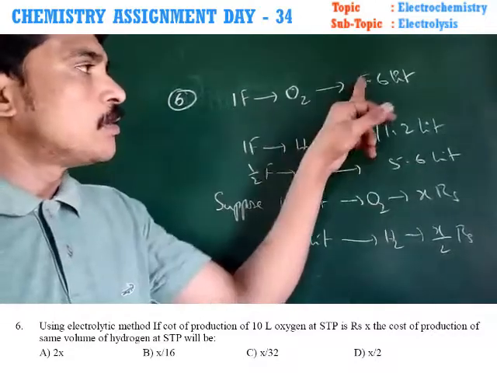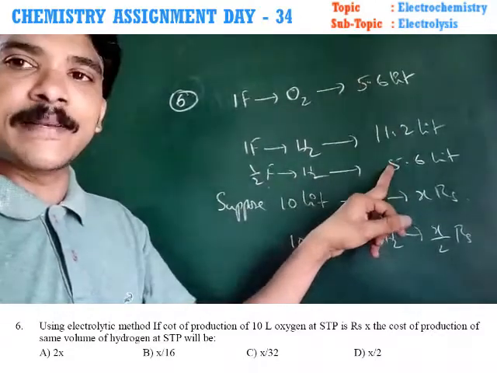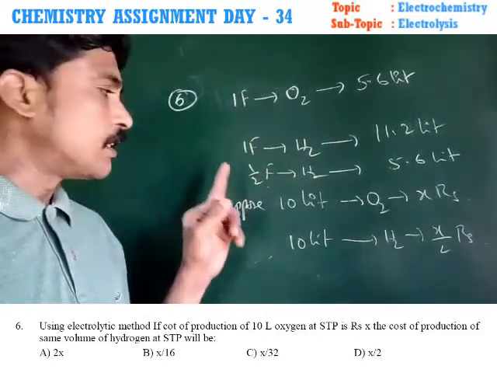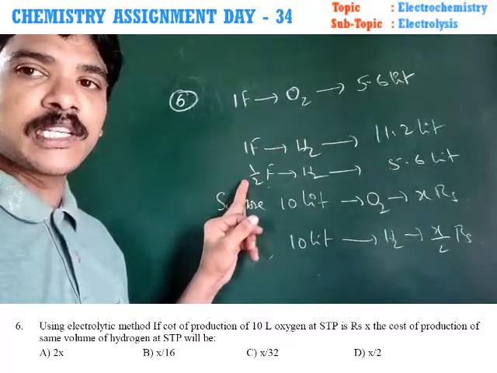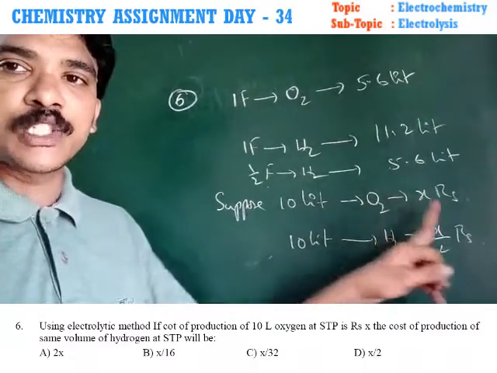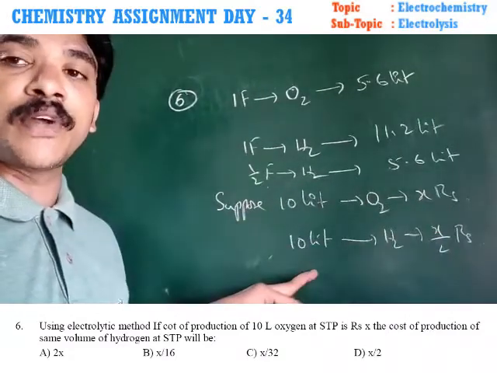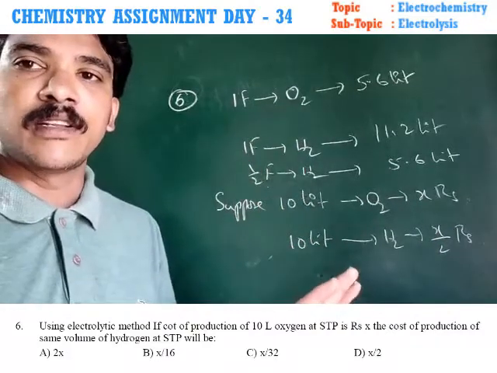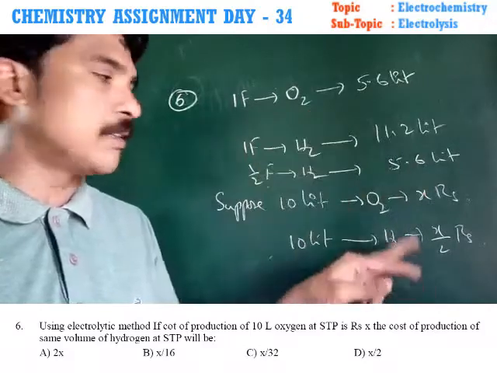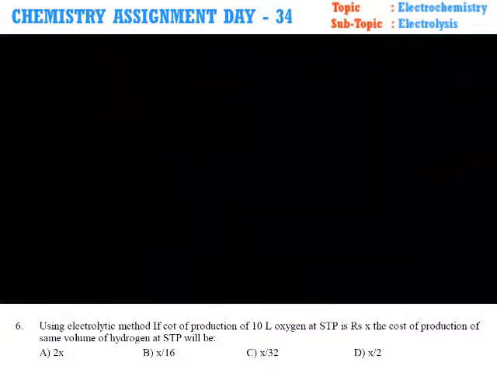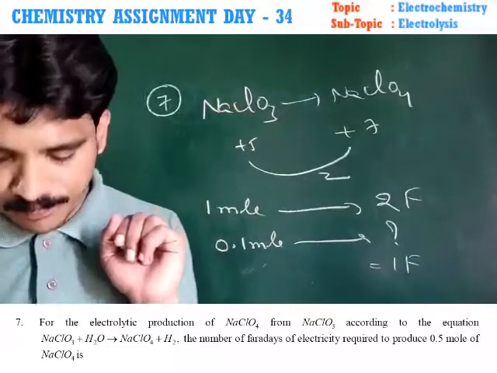So if both volumes are the same and the cost is x rupees, the cost of this one is half Faraday only. That is why the cost is x by 2. As given, 10 liters of oxygen costs x rupees; for the same volume of hydrogen, only half Faraday is required. Therefore, half of the initial money. If it is x rupees, this one is x by 2. That is your answer.